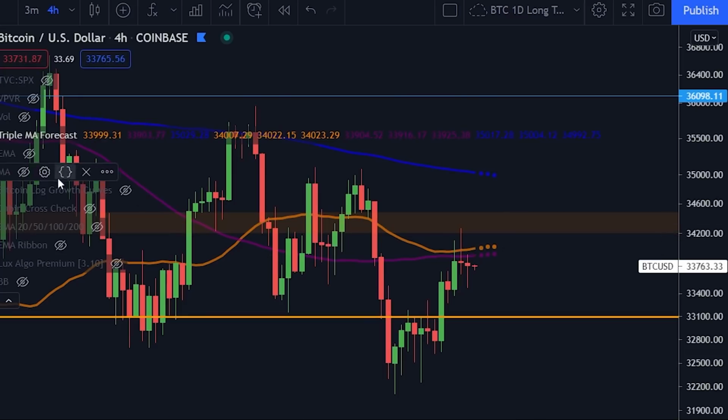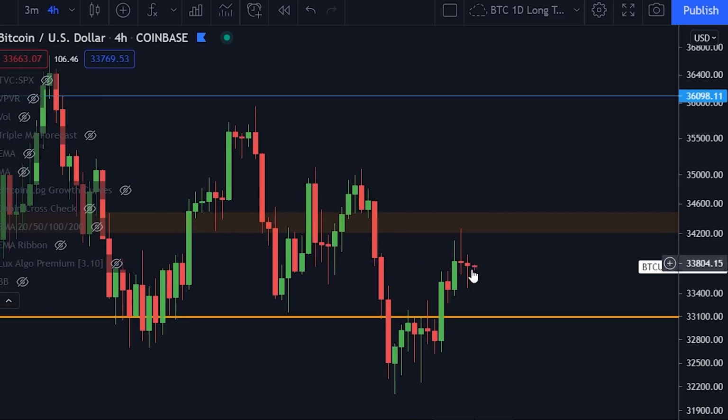But this is something you need to pay attention to. Pay attention to these moving averages. Pay attention to the orange box here. Maybe we are going to make a new try. So maybe we are going to get down to the orange line here at $33,000 before making another try here. We will see, and I will keep you updated.